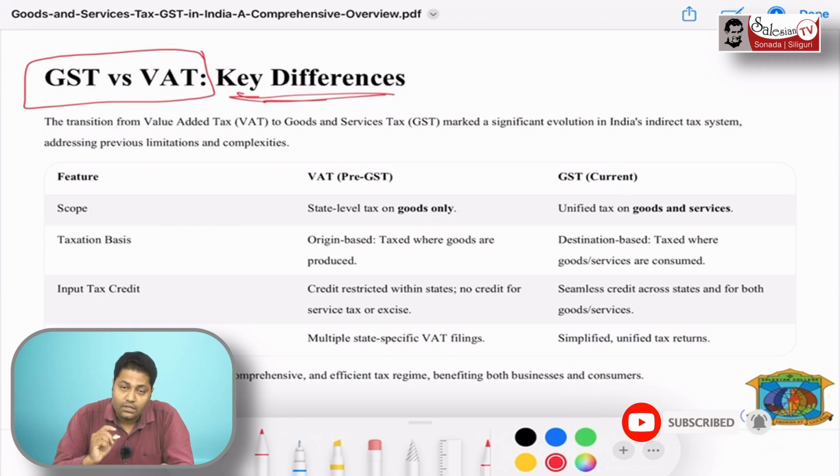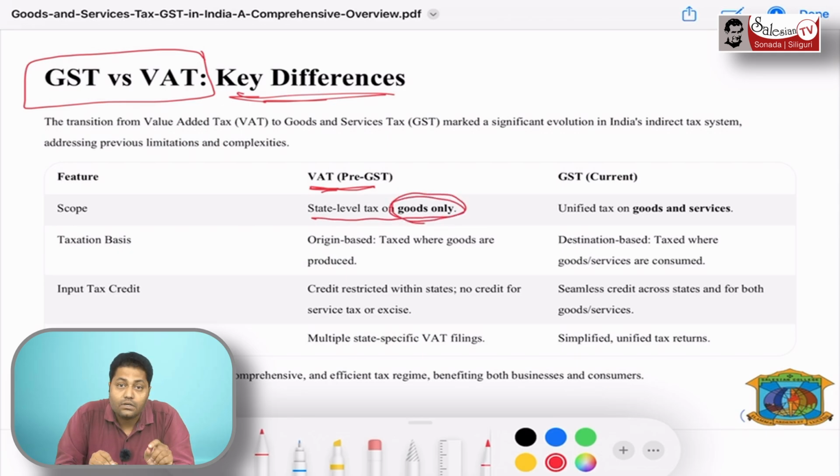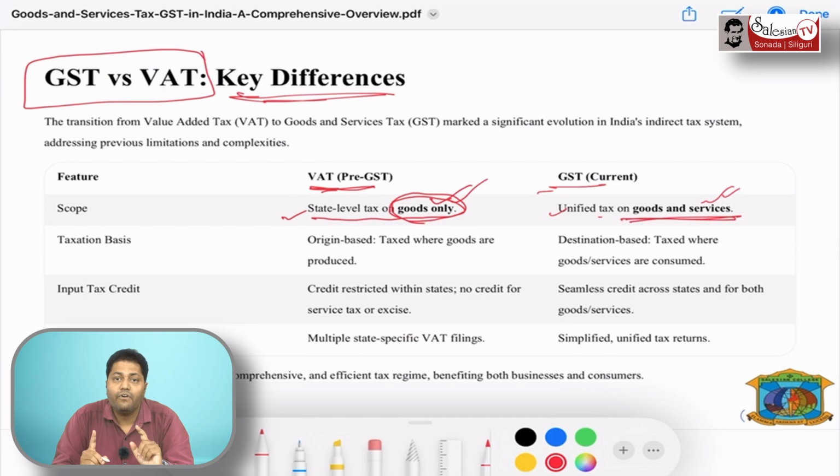What is the key difference? Very important key difference. VAT was a state level tax on goods only. You can see here there is goods only. But what we study in GST is a tax on goods and services. That means services are also included in this one. That is a very important difference. We should know that for VAT there is tax on goods only, and GST is a tax on goods and services. You can see it's a state level, it's a unified tax.